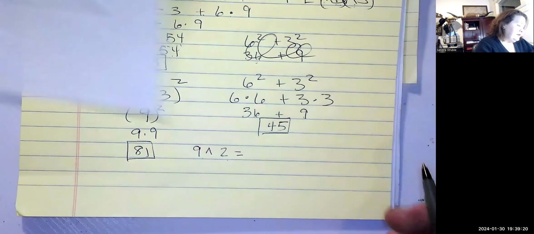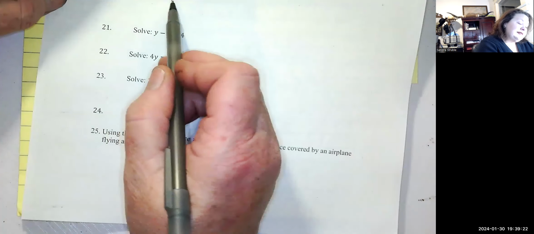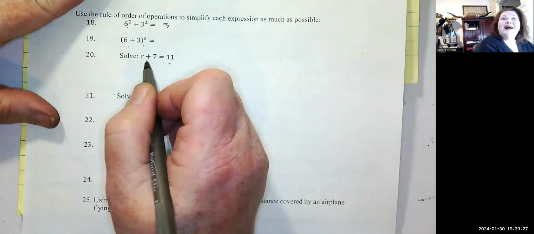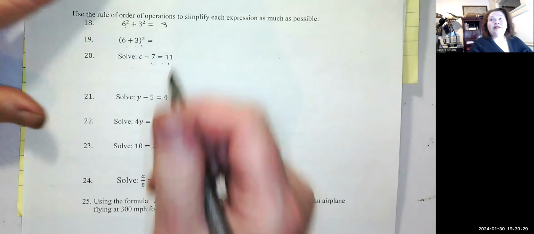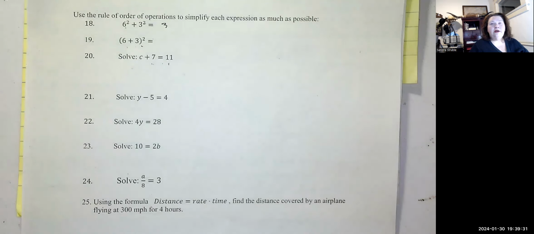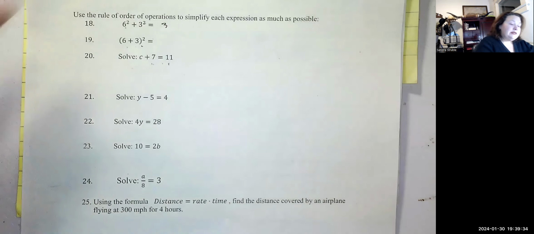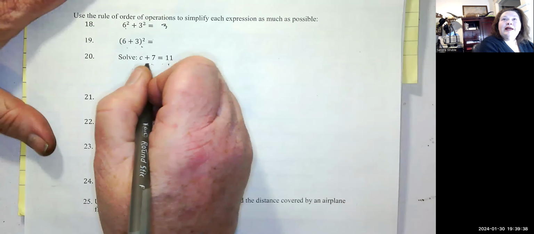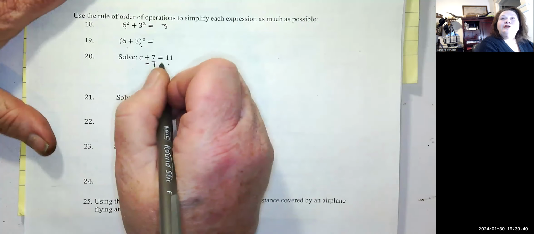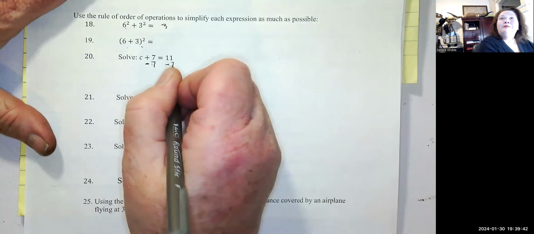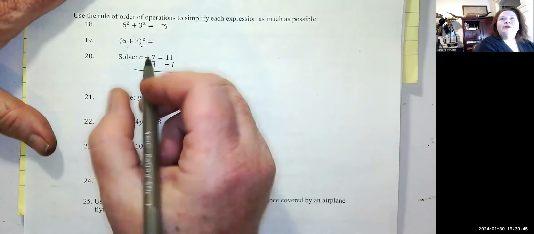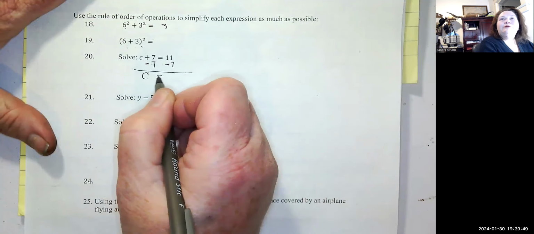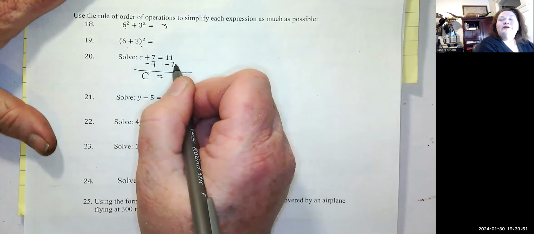All right, what's next? We've got solve c plus 7 is equal to 11. So we want to isolate c all by itself. We have to see who's attached to c and how. 7 is attached to c by addition. The opposite of addition, or the inverse of addition, is subtraction. So we're going to have to subtract 7, and what we do to one side, we have to do to the other, because there's this cute little equal sign. When we do that, we get c, this is 0, is equal to 11 minus 7.